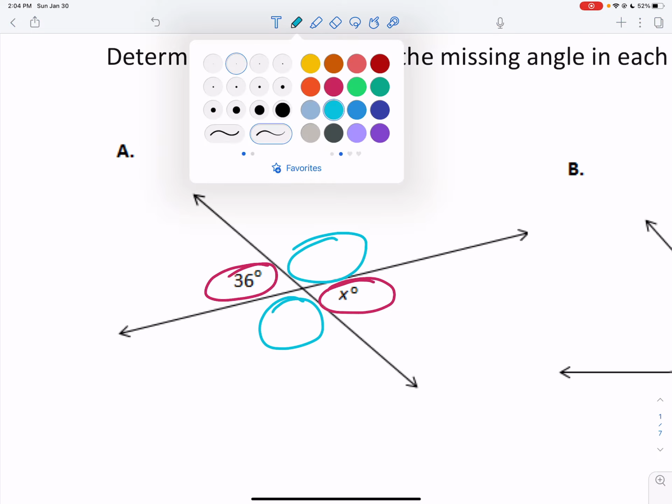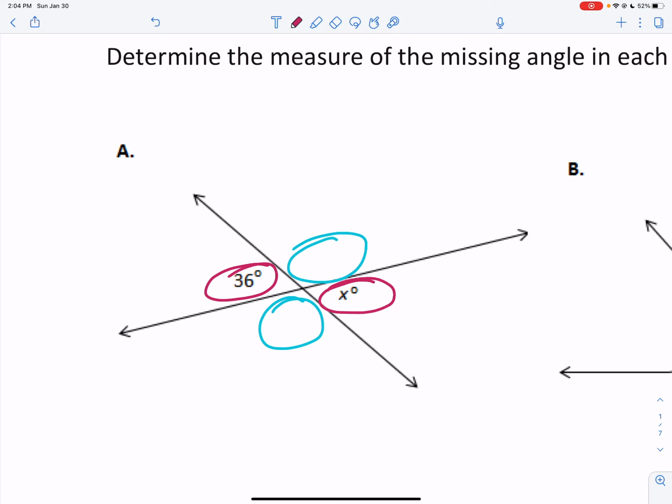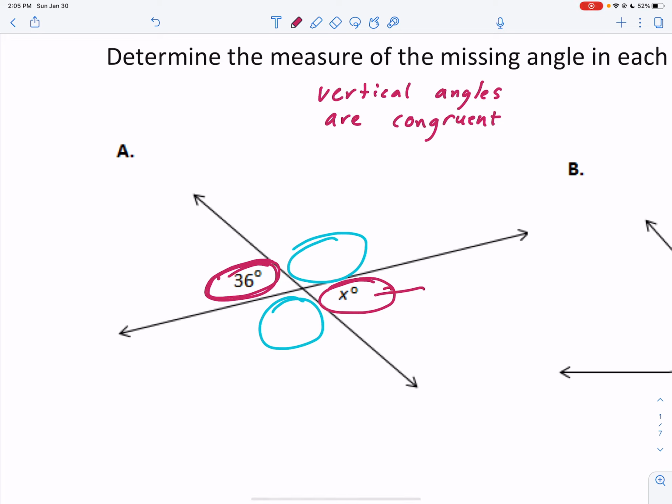So really, we only need to know one of these angles to actually know what it is. And they gave us that this one's 36. So vertical angles are congruent. They're the same. So vertical angles are congruent, and we're going to use that a lot in here. There are a lot of different ways to prove each one of these, but since vertical angles are congruent, we know that this one right here is also 36 degrees.